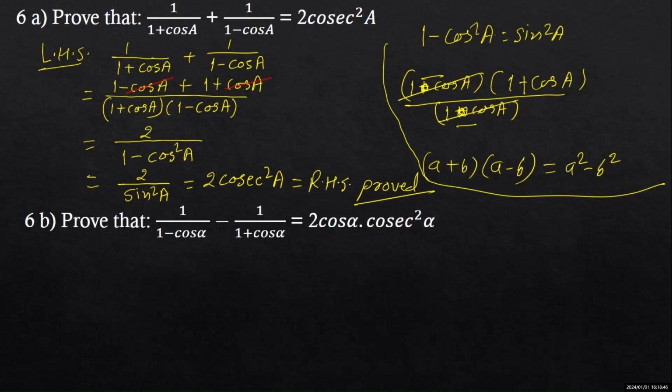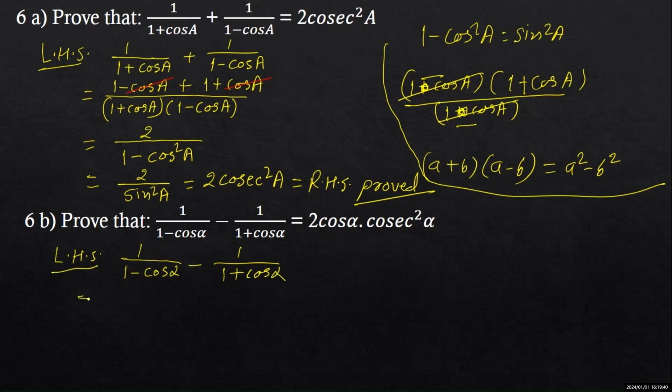Okay, let's see the next one. Next question is, prove that 1 upon 1 minus cos alpha minus 1 upon 1 plus cos alpha equals 2 cos alpha into cosec square alpha. Here also we will apply the same process. Take LHS. LHS is 1 upon 1 minus cos alpha minus 1 upon 1 plus cos alpha.